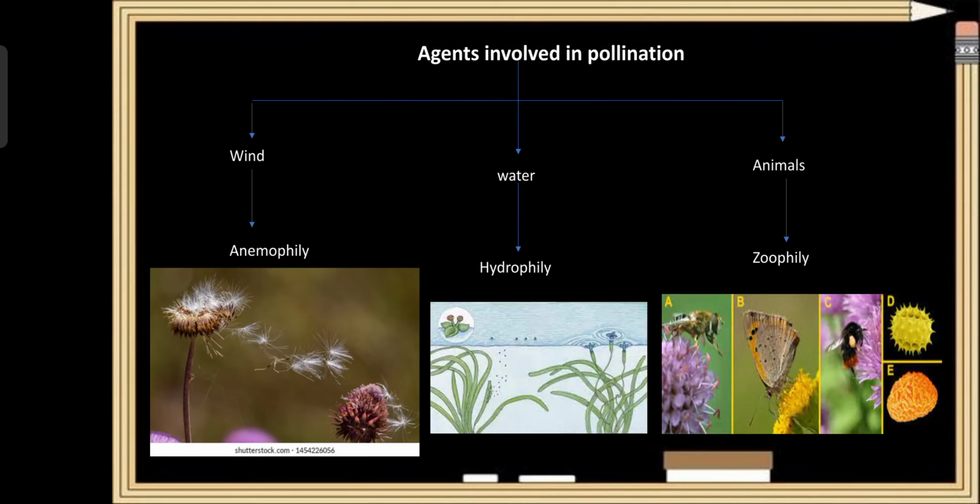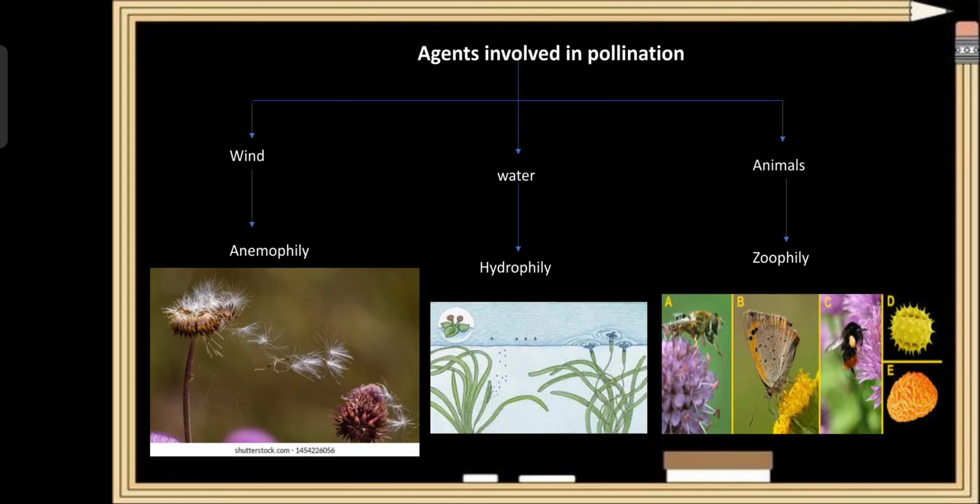There are three agents which bring about the act of pollination. The first agent is the wind. Second, the water. And number 3, the animals. If the wind brings the pollination, it is said to be anemophily. If the water brings the pollination, it is said to be hydrophily. If the animals bring the pollination, it is said to be zoophily.